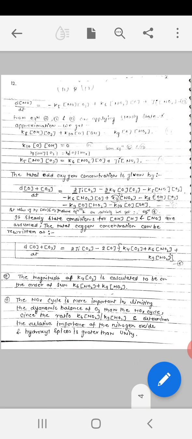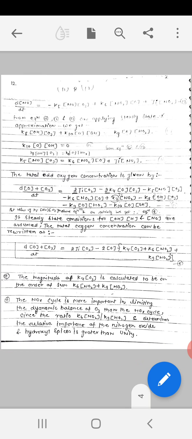From equations 11, 12 and 13, on applying steady state approximation, we get that K8[OH][O3] + K10[O][OH] = K9[O][HO2]. This is equation number 14. Similarly, for oxygen and OH, K10[O][OH] is equal to 0. And K8[OH][O3] is equal to K9[O][HO2]. ठीक है. Now the 16th equation is K5, this is for NO: K5[NO][O3] = K6[NO2][O] + J[NO2]. This is equation number 16.